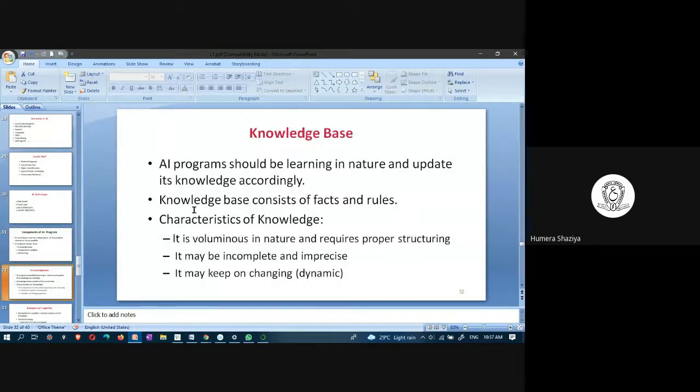Knowledge base is like a database. In a database, you create tables and store information. Knowledge base is the same storage wise, but the way in which you store, the format and all, differs. In a knowledge base, facts and rules are stored. The characteristics of knowledge are that it is voluminous in nature, it requires structuring, it is incomplete and imprecise, and it keeps on changing. It is dynamic.